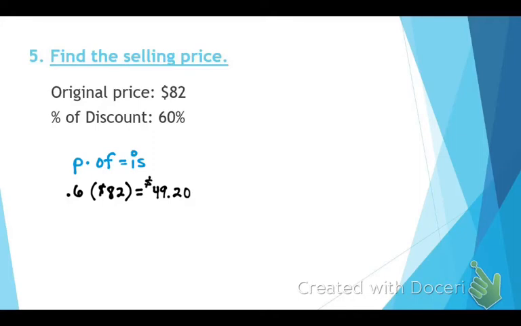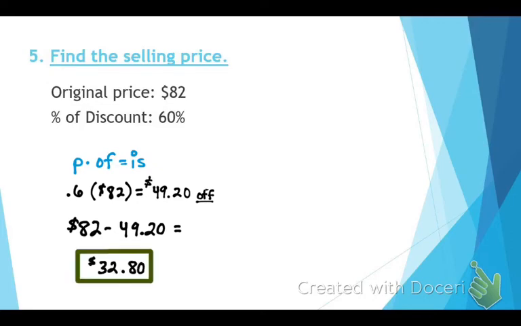No. What is $49.20? That's the discount. That's how much you get off. All right. Quite a few people left it at $49.20. Please remember that's just the amount that you get off. So what do I have to do with that $49.20? Subtract it. The original price was $82, and then you're going to subtract $49.20, and what do you get? $32.80. Okay, very good.